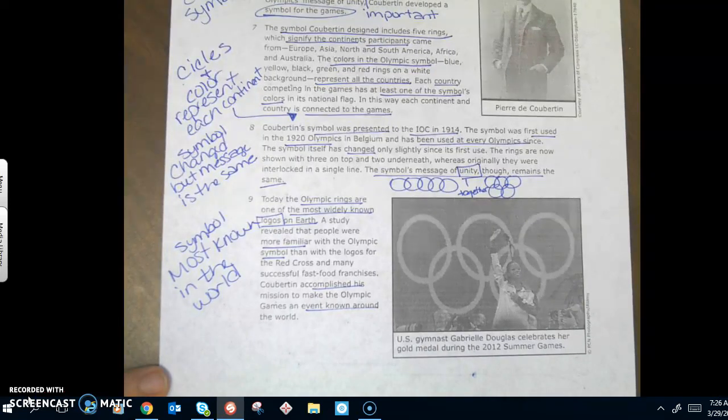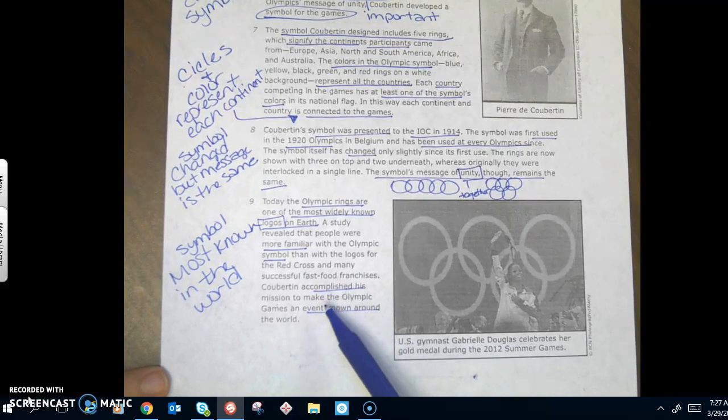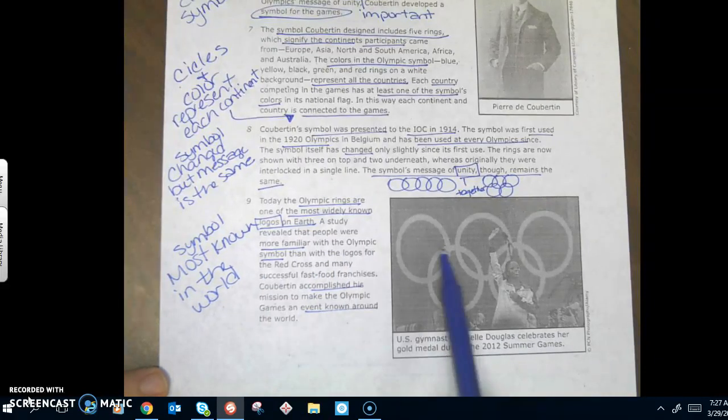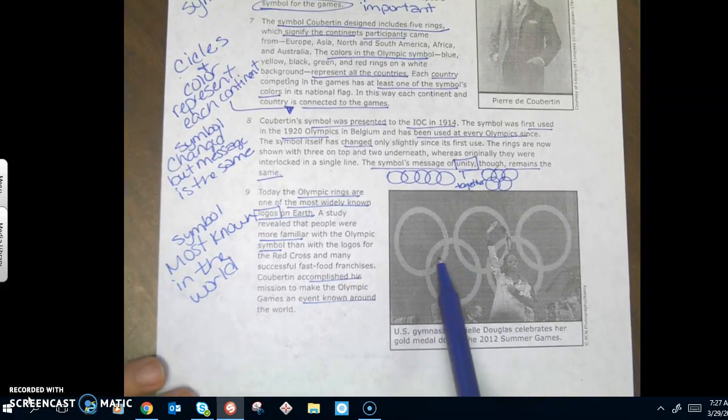Okay, so today the Olympic rings are one of the most widely known logos on Earth. That's the most important thing in this paragraph. That's amazing. This symbol is the most known even over the Red Cross and some fast food places. So he accomplished his mission of making the Olympic Games known around the world. Even the study says that most people know this symbol right here more than other symbols.